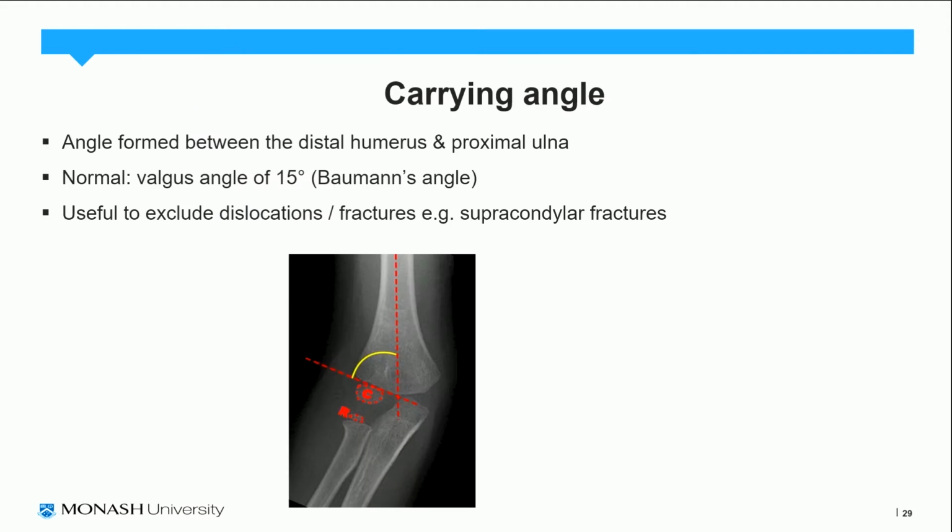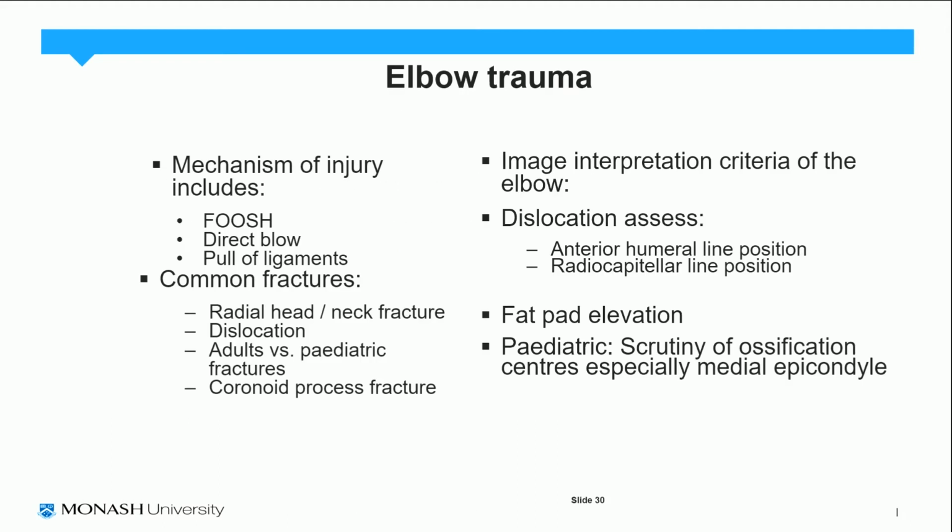Also important to be aware of the carrying angle, and this is the angle which is formed between the distal humerus and the proximal ulna, and the normal carrying angle should be about 15 degrees. It's also called Bowman's angle. It is very useful if you want to exclude dislocations or fractures, especially in supracondylar fractures.